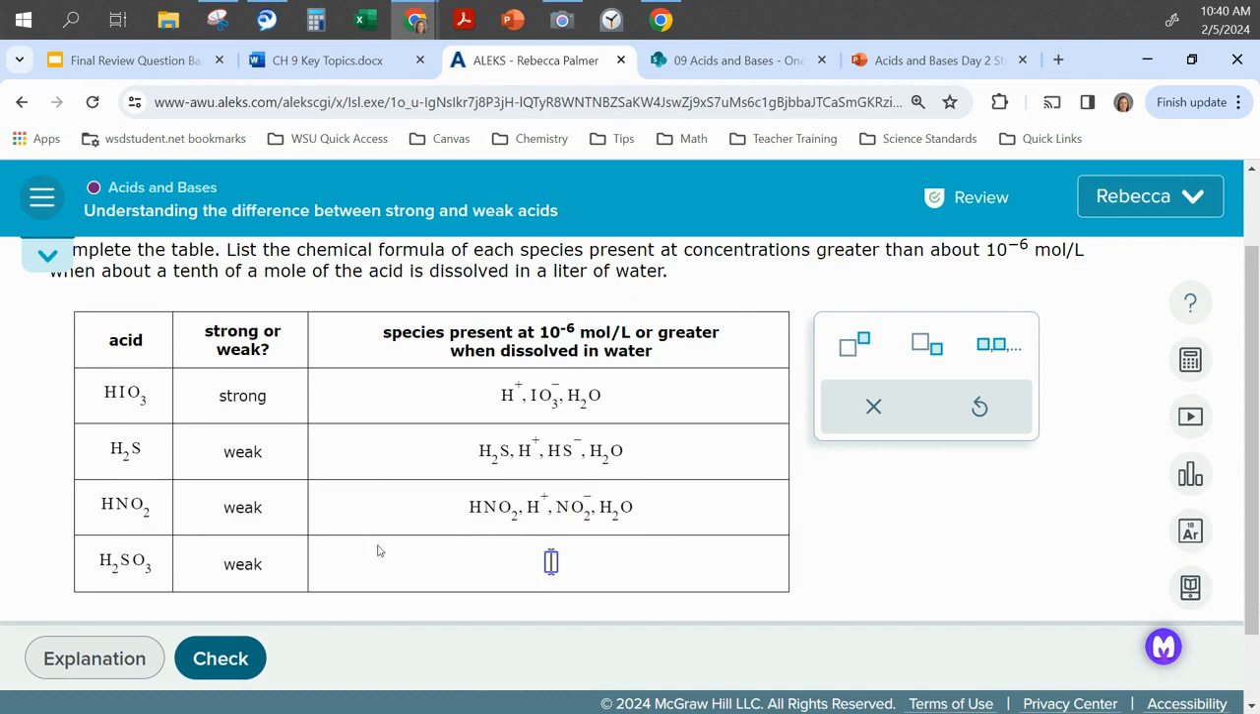And the last one also says it's weak. So if it's weak, I'm going to have the same thing. H2SO3. Oh my gosh, this is tedious. Okay, we're going to get hydrogen ions. I guess I could copy my hydrogen ion also. And then we're also going to get the conjugate base. So we will only ever break off one of the hydrogens. So this will still have H, SO3 with a minus charge.